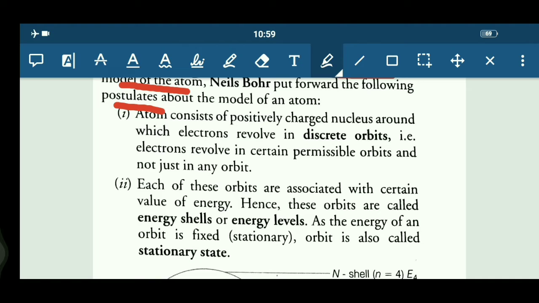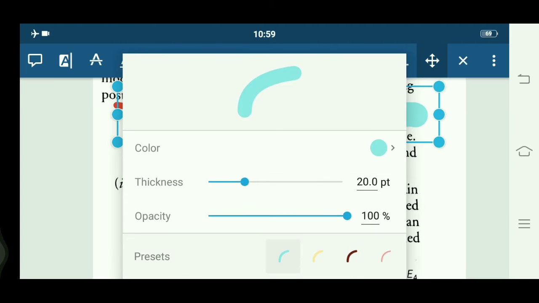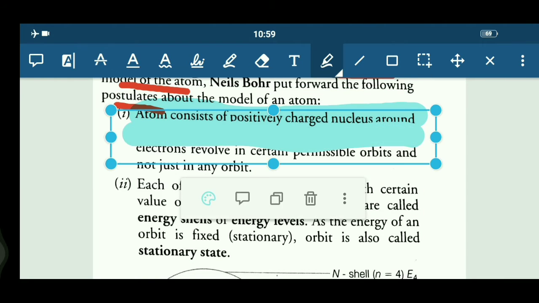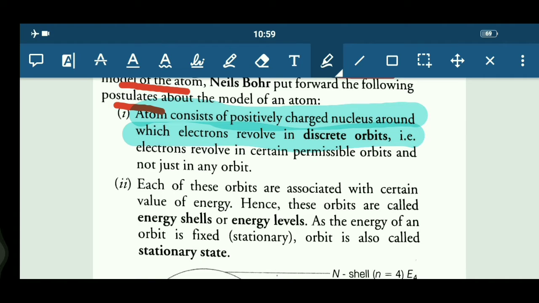The first postulate was that an atom consists of a positively charged nucleus around which electrons revolve in discrete orbits. That is, electrons revolve in certain permissible orbits and not just in one orbit. So there is not just one orbit that they are revolving in, they are discrete orbits.